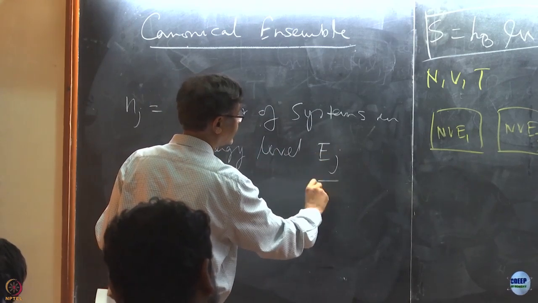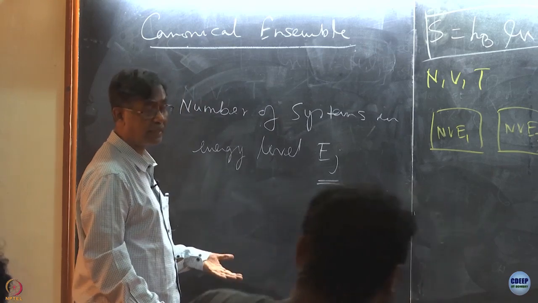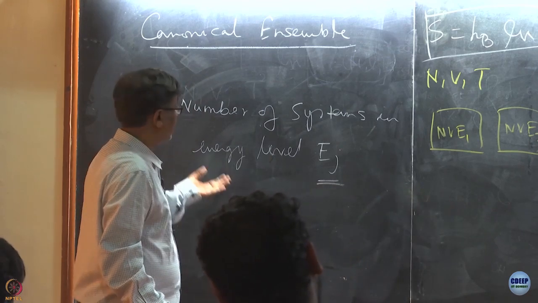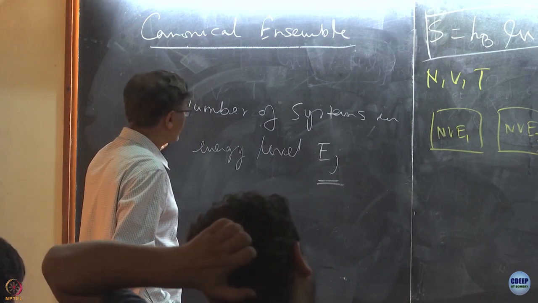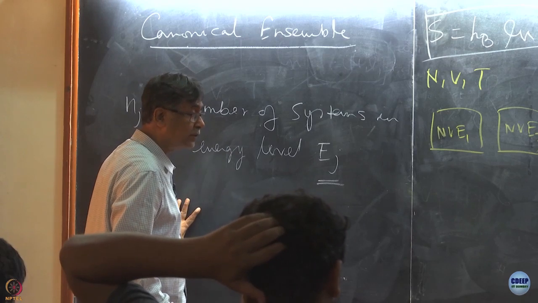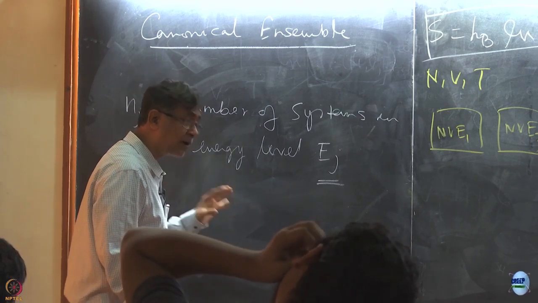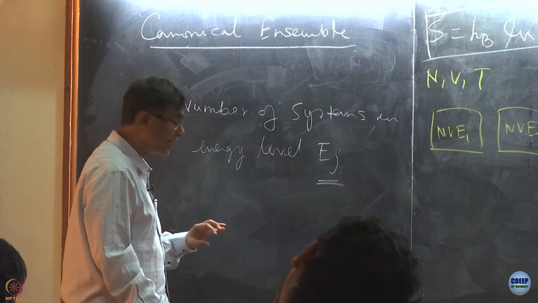And I am allowing these energy levels to change because I don't have a conservation of energy or constancy of energy anymore. So those are my arrows. So I have many different energy levels. However, my systems prefer certain energy levels. All the energy levels are not equally probable.